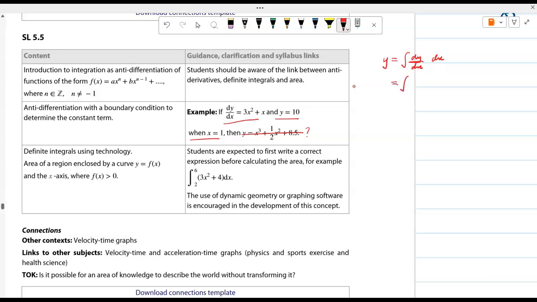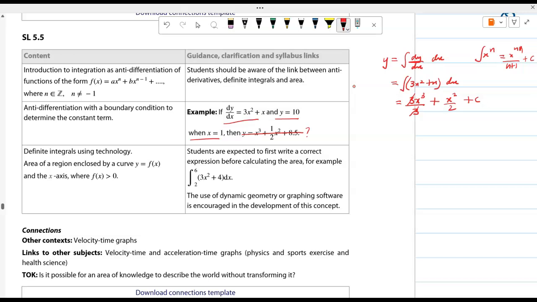When you take the integral of 3x square plus x dx, this will be 3x cube over 3, because the integral of x raised to n is x raised to n plus 1 over n plus 1. Correct? Plus c. So plus, what will this be? x square over 2, plus c. This and this cancel.